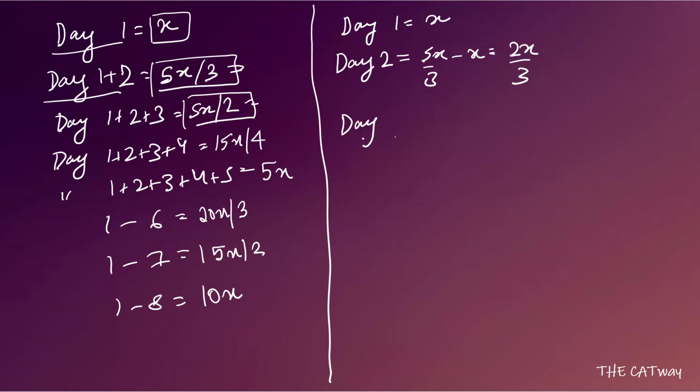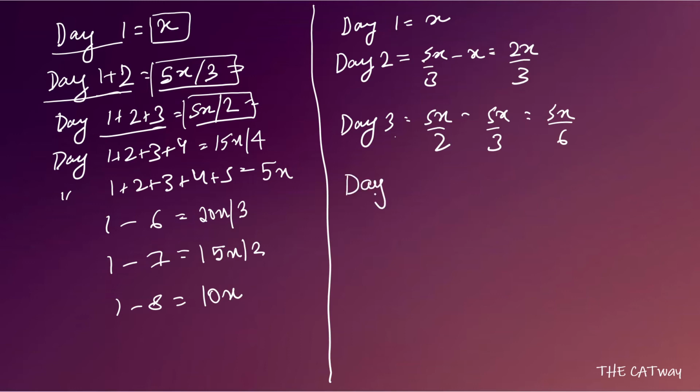For day 3 it would be day 1, 2, 3 minus day 1 plus 2. So it would be 5x by 2 minus 5x by 3. What will be your answer? Your answer will be 5x by 6. And similarly for every day you can calculate.